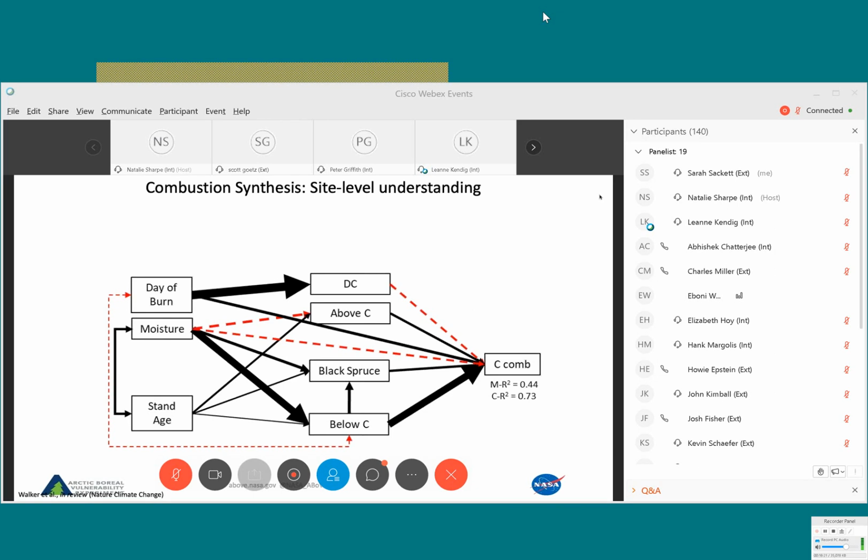So we've played a lot with these fire weather indices. Drought code is one of them. We've tried others. We've tried reanalysis data. We've tried station data. And at the end of the day, the bottom-up site-level characteristics are just much more dominant in terms of what drives overall emissions.